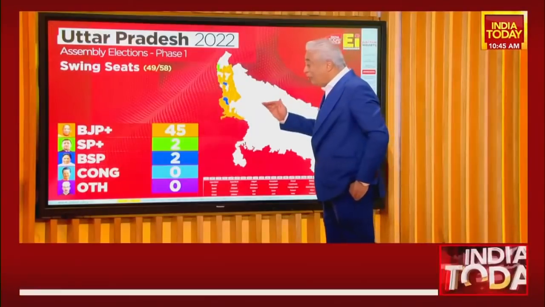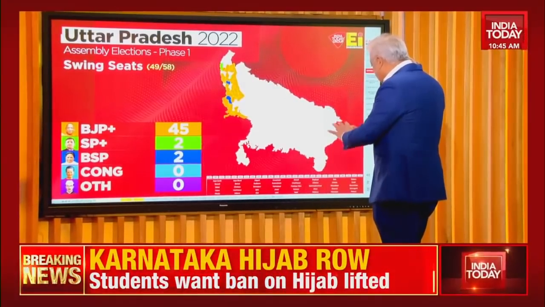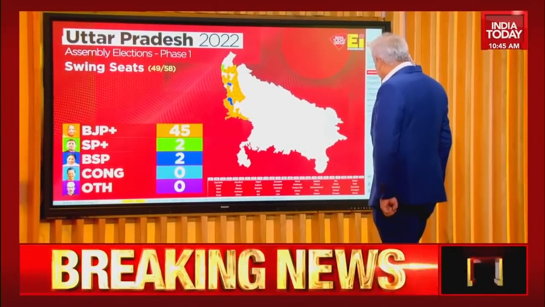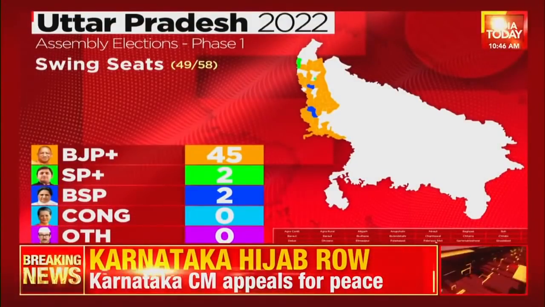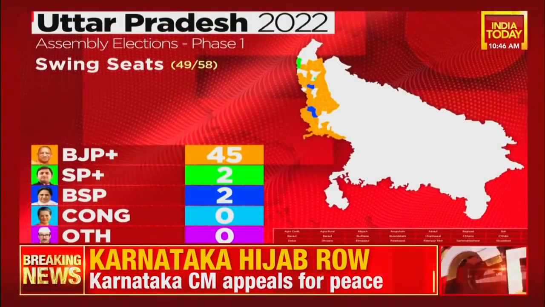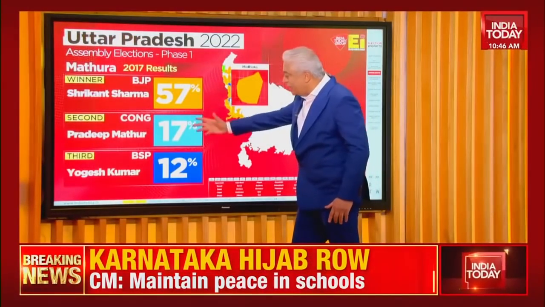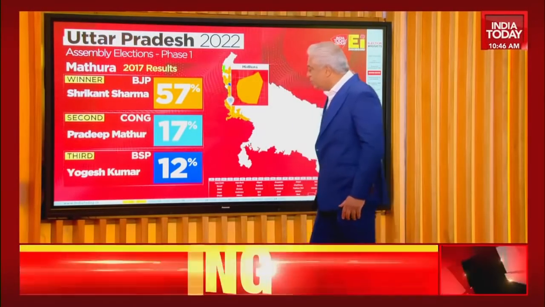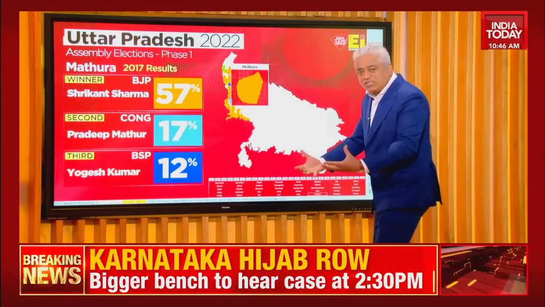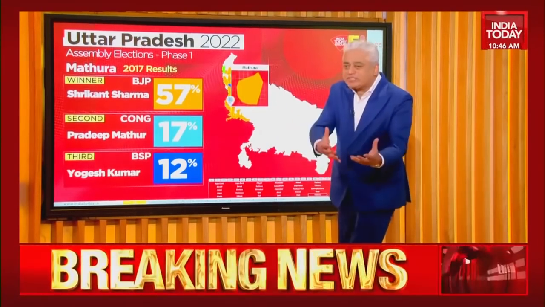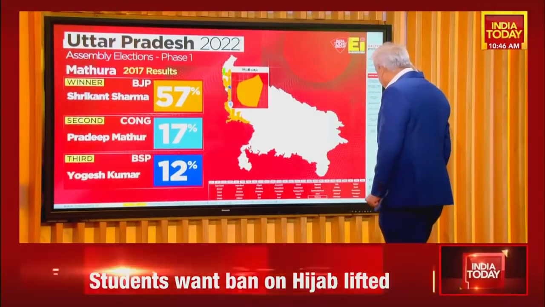The BJP won 45 of the swing seats in Uttar Pradesh. Let's look closely at some of those districts that will become important in this election. For example, Mathura, which was an RLD base. Now, if you look at Mathura city itself, the BJP won 57% of the vote. Congress's Pradeep Mathur, who's trying his luck against 17, Yogesh Kumar 12. Look at the gap, a 40% gap. So for the BJP to lose a seat like Mathura, you would need a 20% swing at the very minimum against it. That's the challenge, in a way, that the opposition has.